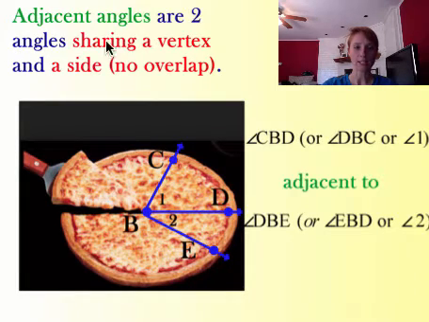They're called adjacent angles, which are a pair of angles that share a vertex, in this case point B, vertex B, and share a side, in this case side BD or ray BD. And there's no overlap between the angles. They have their own interior space. So we can say that angle CBD is adjacent to angle DBE. I've also given you the other names. You can name these 2 angles.